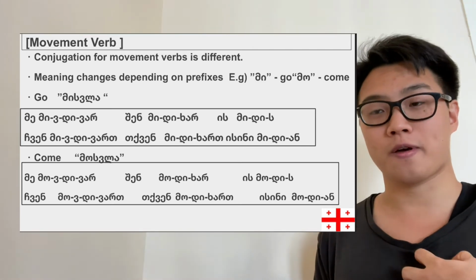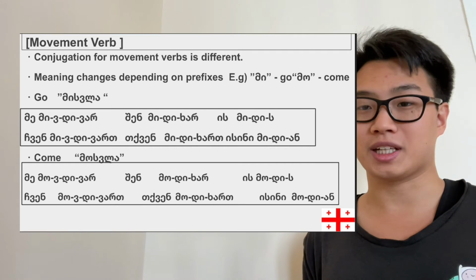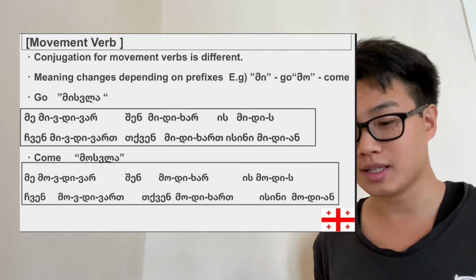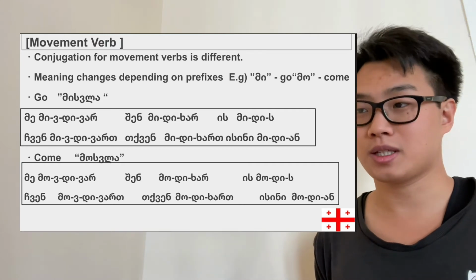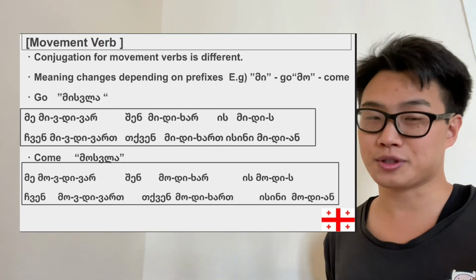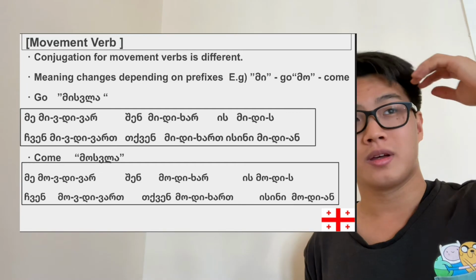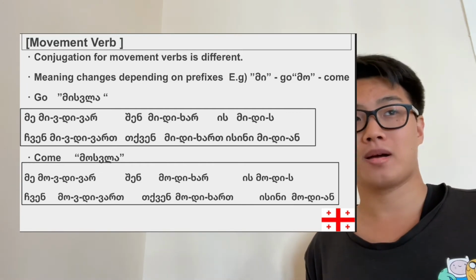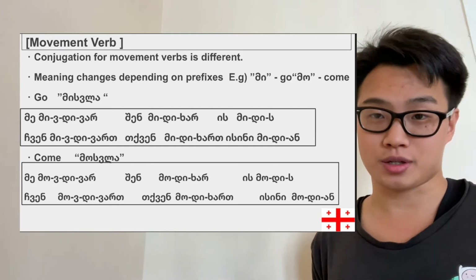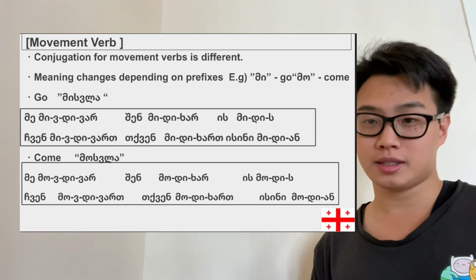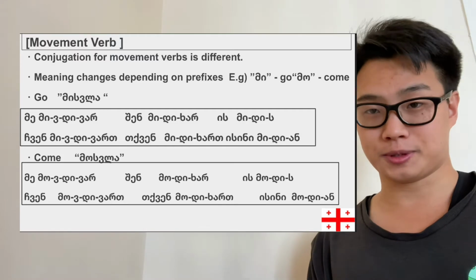Mi dis, shen mi divar, tkven mi dihart, and isini mi dian. And that's it. So let's remember these two movement verbs here in this video. And in the future, if we come up with other movement verbs, it's very easy to guess the conjugation. Okay. So now let's take a look at the actual examples.